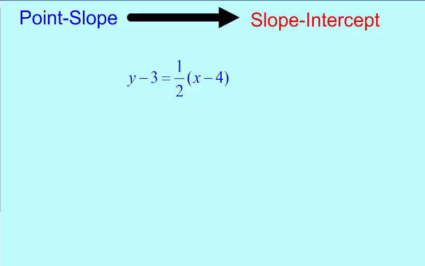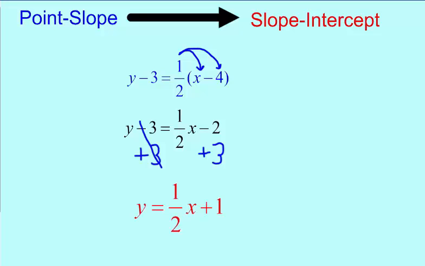With this equation, y minus 3 equals 1/2 times x minus 4. First thing we're going to do is we're going to distribute that slope, the 1/2. So when we distribute that 1/2, we get that y minus 3 is equal to 1/2 x minus 2. Now that we've distributed that, we can then add over that 3 in order to get that y by itself on the left side, and we end up with the equation y equals 1/2 x plus 1.